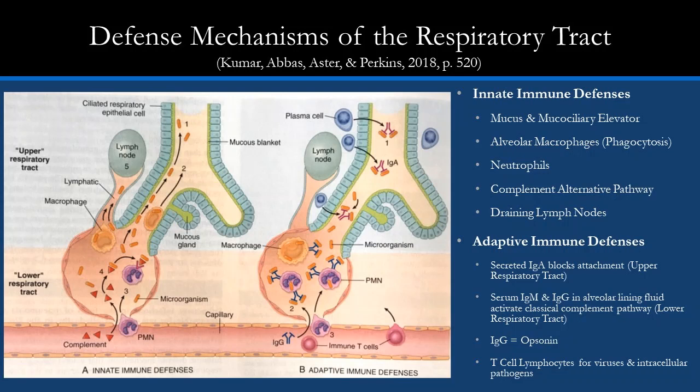In terms of adaptive immune defenses, which are more specific, this involves actions by your B and T cell lymphocytes. In your upper respiratory tract, secreted IgA blocks attachment. In your lower respiratory tract, IgM and IgG in serum in the alveolar lining fluid function to activate the classical complement pathway. In addition, IgG acts as an opsonin to promote phagocytosis. Also, your T-cell lymphocytes function to help fight viruses and other intracellular pathogens.